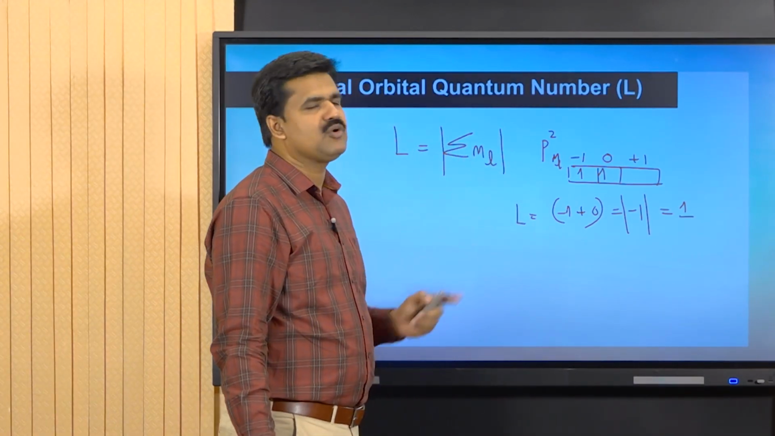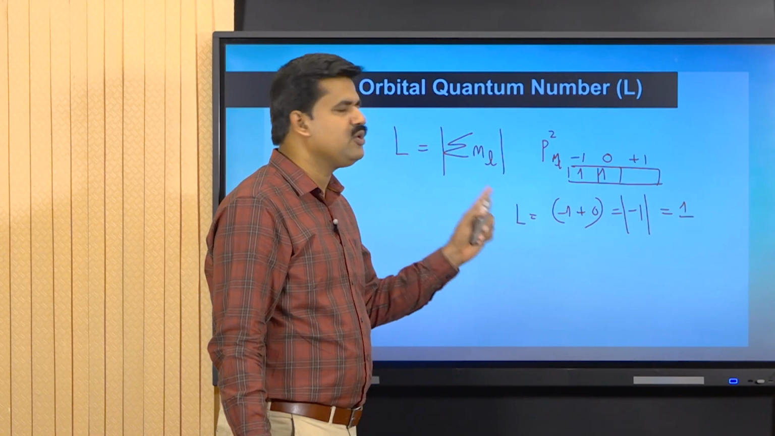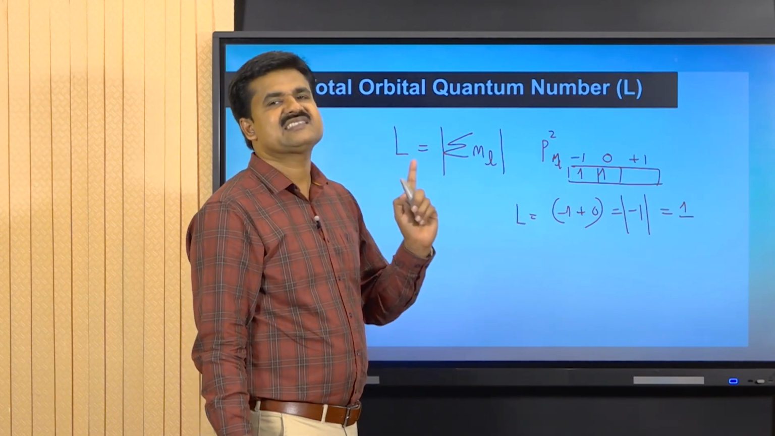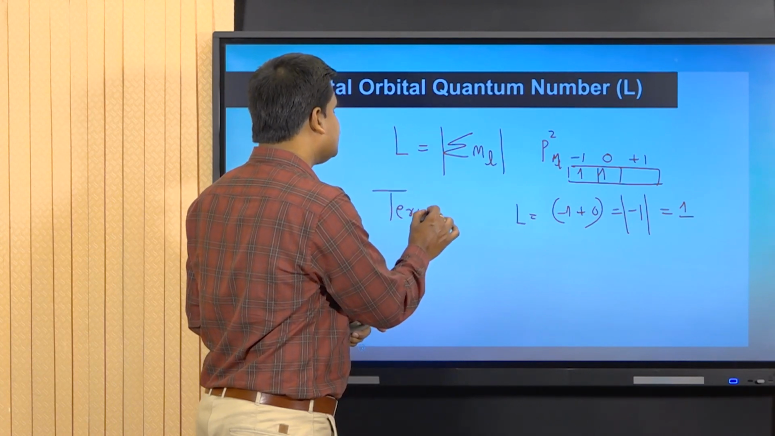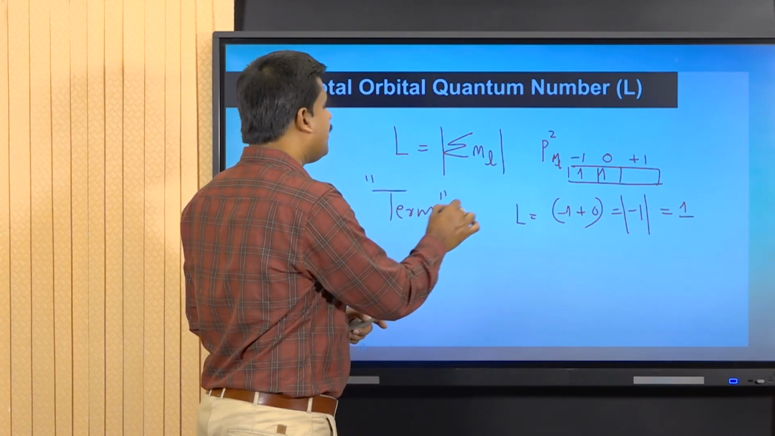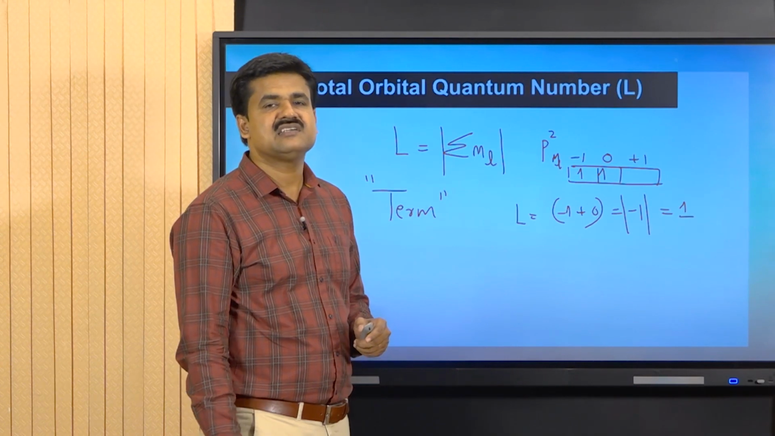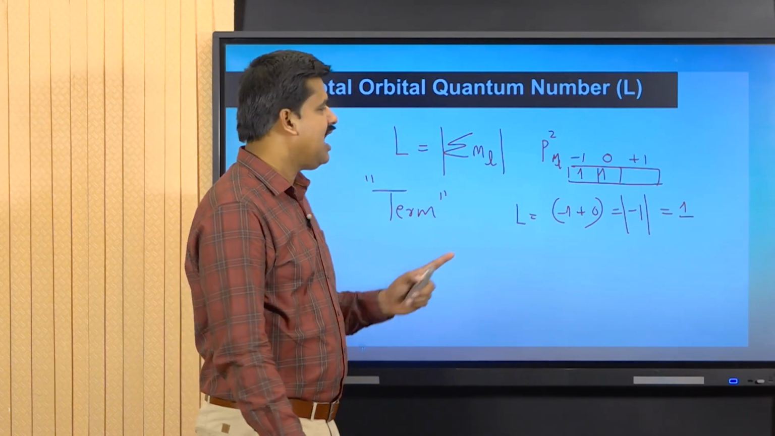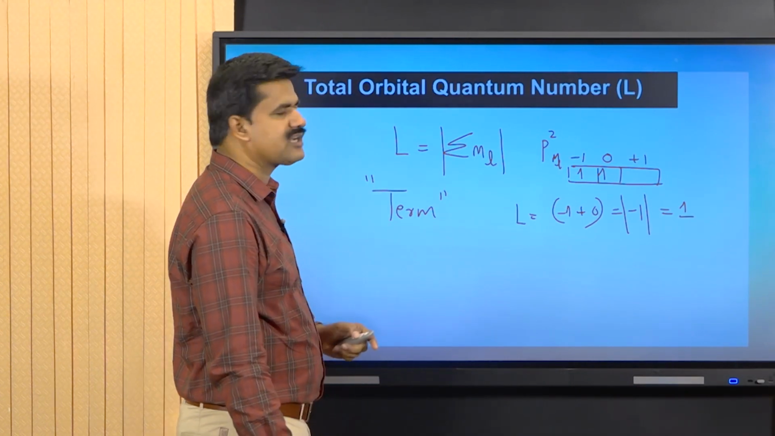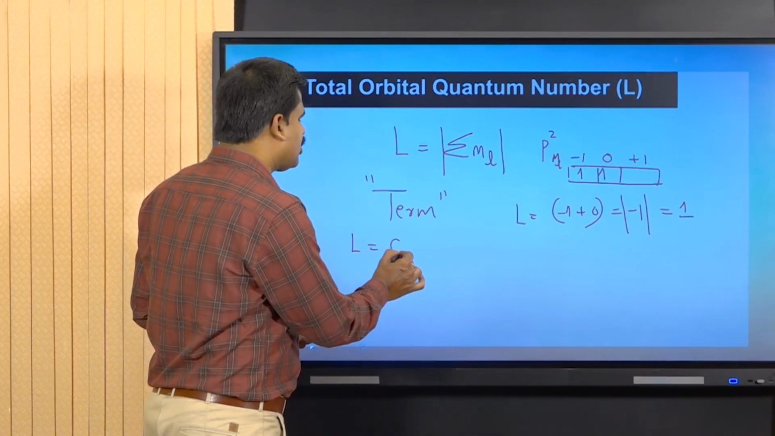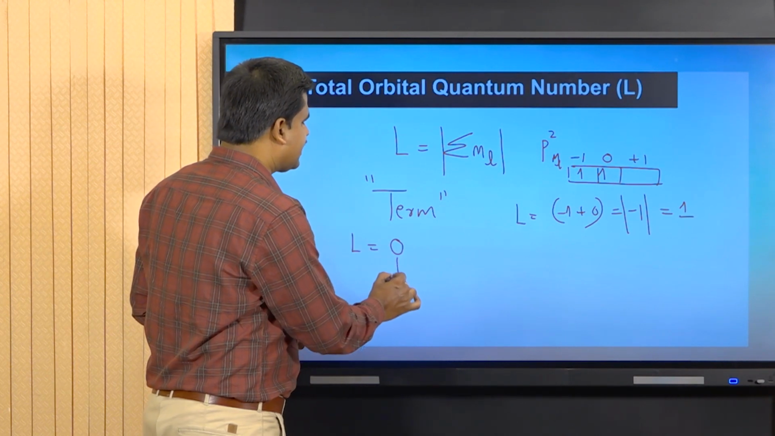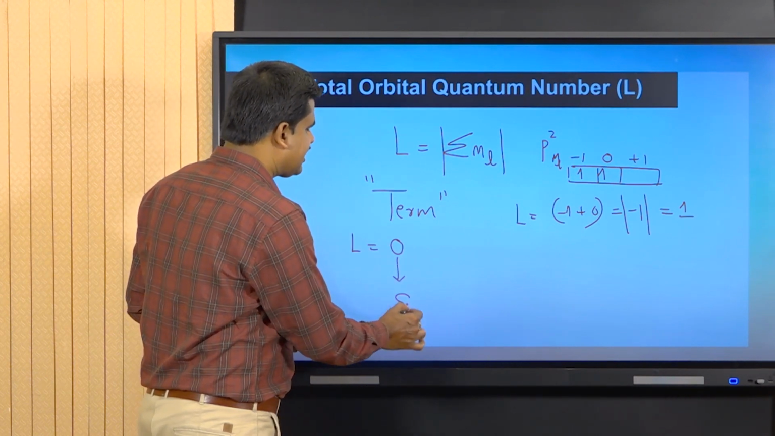Remember the very important fact: the value of L is otherwise called the term of the term symbol. The value of capital L is known as the term of the term symbol. And we have to keep some important notations in mind also. If the value of L is equal to 0, the term is S.